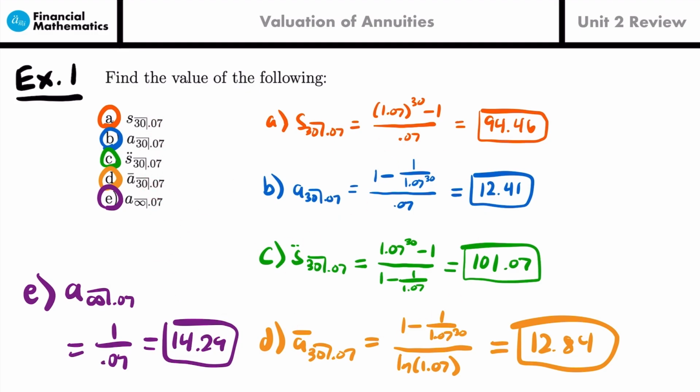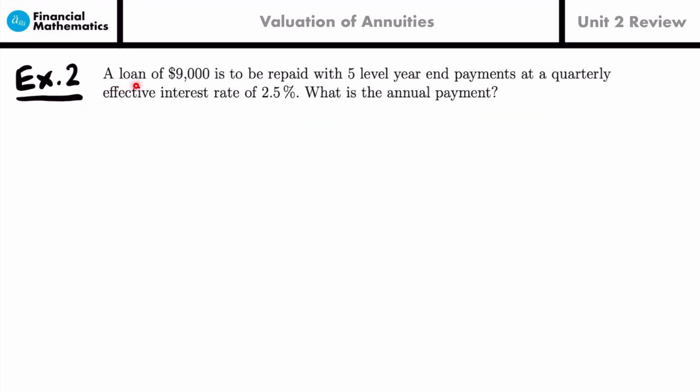Now let's move on to our next problem. For example 2, we have a loan of $9,000 that is to be repaid with 5 level year-end payments at a quarterly effective interest rate of 2.5%. What is the annual payment?